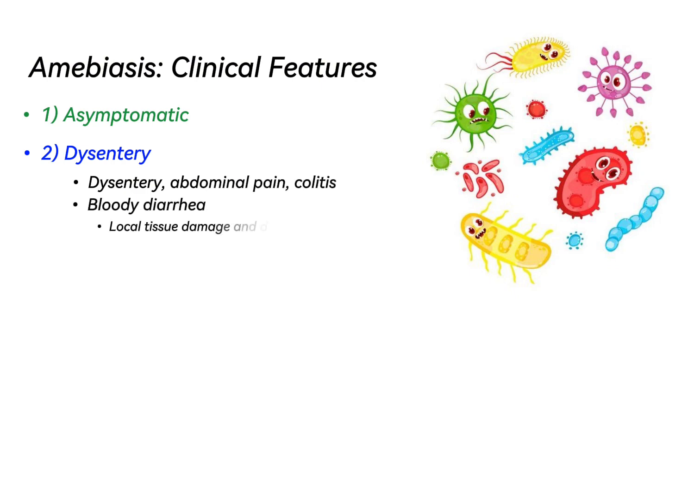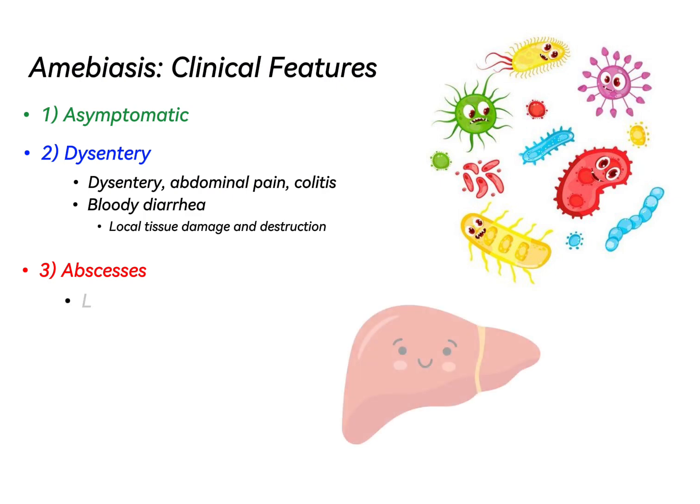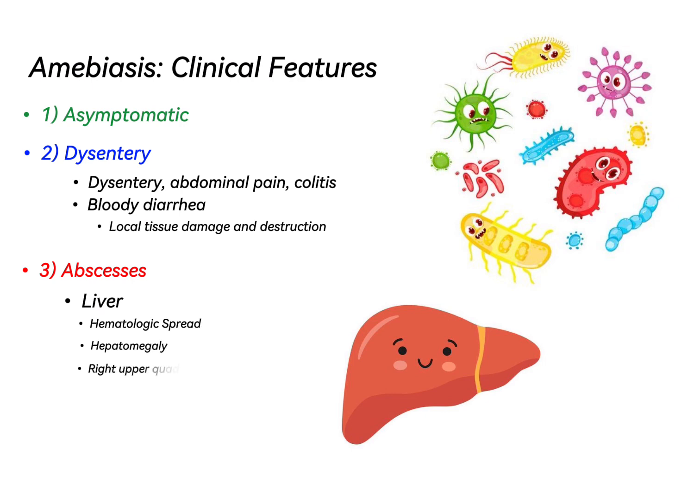Bloody diarrhea is due to local tissue damage and destruction. In addition to amoebic dysentery, you might also get amoebic abscesses, which commonly occur in the liver. These are due to hematologic spread. If you get an infection in your GI system, it can spread hematologically to the liver and set up shop there. You're going to get hepatomegaly, right upper quadrant pain, weight loss, and fever.